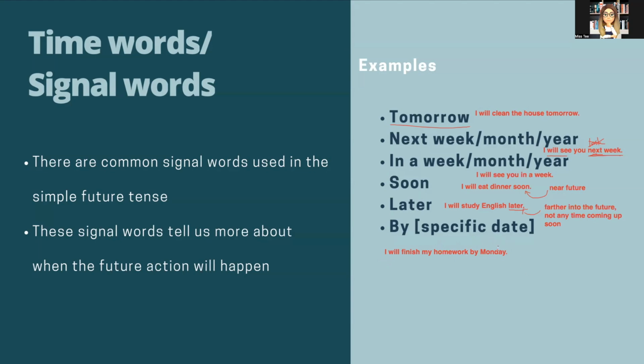Or we can say a month. I'll finish my homework by December, something like that. As long as you have some kind of time word, Monday, December, an actual date, January 2nd, 2025, whatever you want to say. As long as it makes sense, a specific date must go after the word "by."